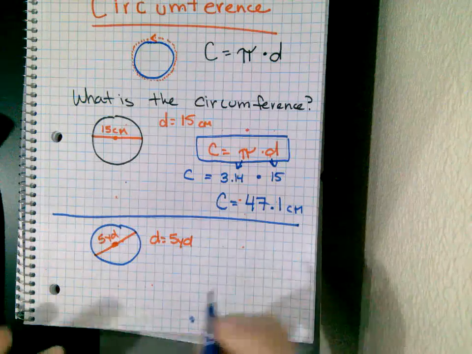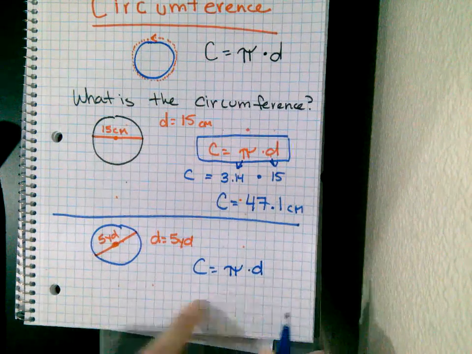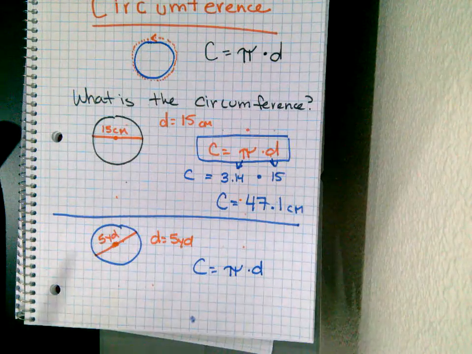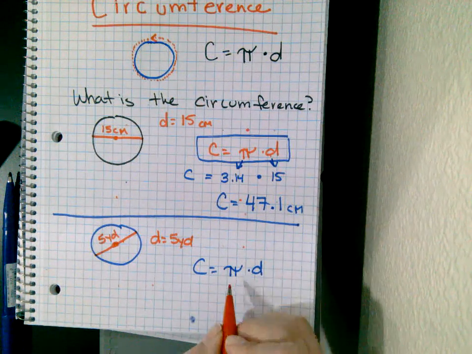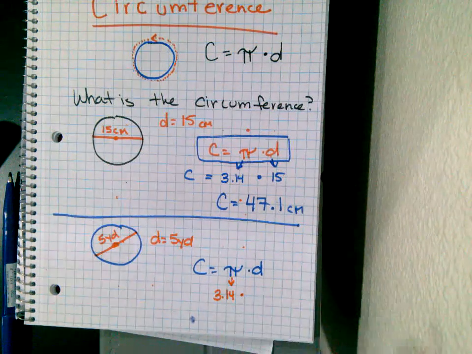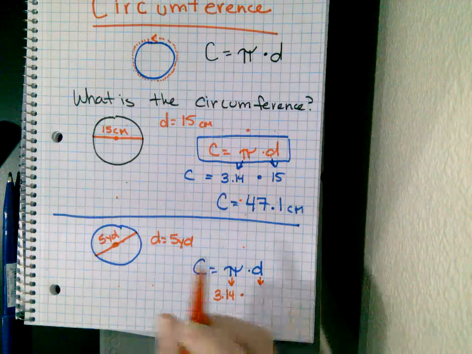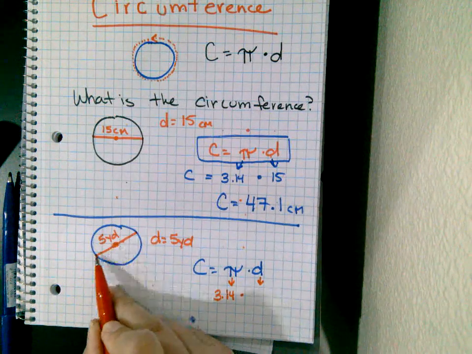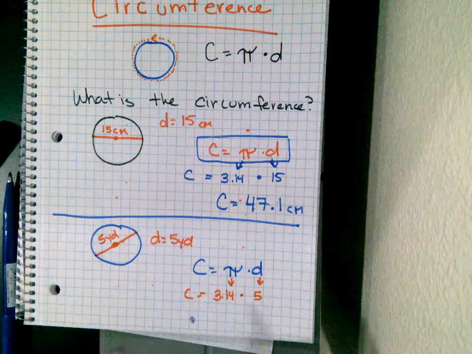All right, so circumference is equal to pi times d. Whoa, that's a lot of variables right there, right? Hey, we're almost in 8th grade, so we can handle this. Pi will always be 3.14. The diameter, you look at your circle, it has to go all the way across, is 5. Cool, we'll plug it in. We're going to solve for it.